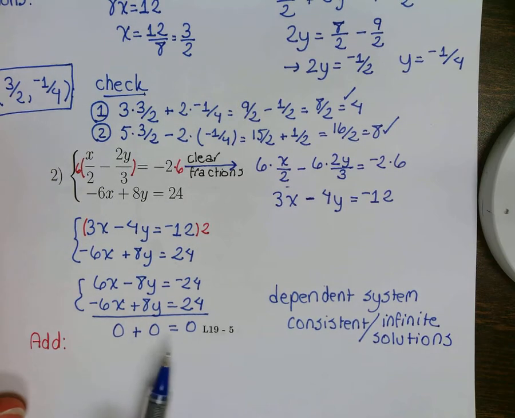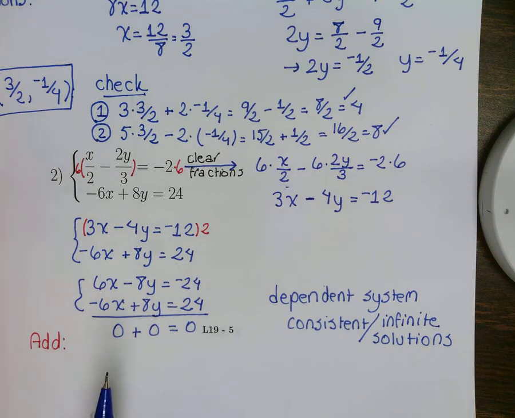Now what if I had added those two and I got 0 equals 8? Then I would know that my system was inconsistent because they would have no intersection. Okay? That's elimination.